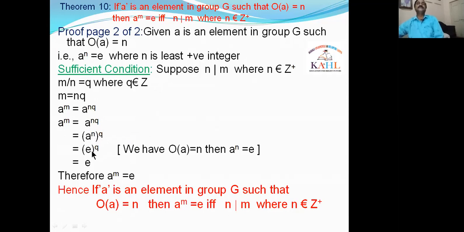E power Q. E is the identity, so E power Q is E. So A power M is equal to E, which is what we wanted to prove in the sufficient condition. So the theorem was proved for the sufficient condition also. That means A power M is equal to E if and only if N divides M was proven. Hence, if A is an element in group G such that the order of A is equal to N, then A power M is equal to E if and only if N divides M was proven, where N belongs to Z.